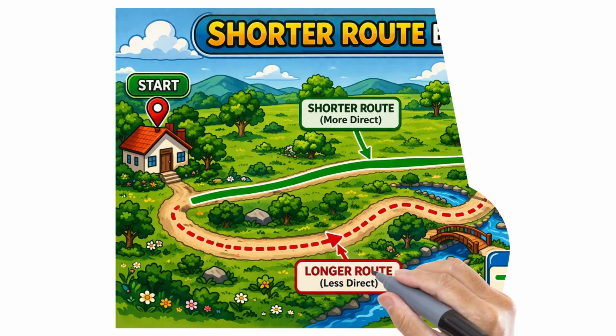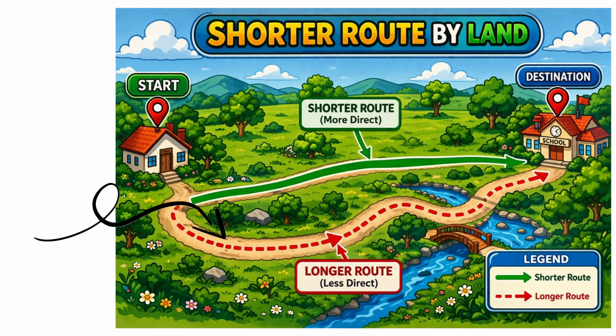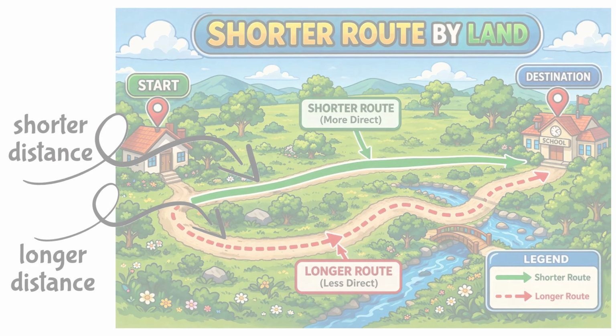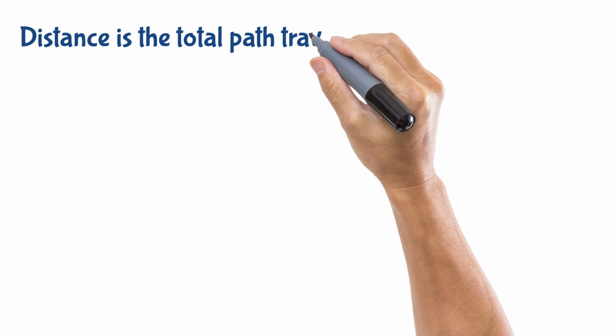Today we will— Have you ever walked to school and taken a longer route? Or walked straight to your destination? Did you travel the same distance? Did you reach the same position? Let's find out. Distance is the total path traveled by an object.